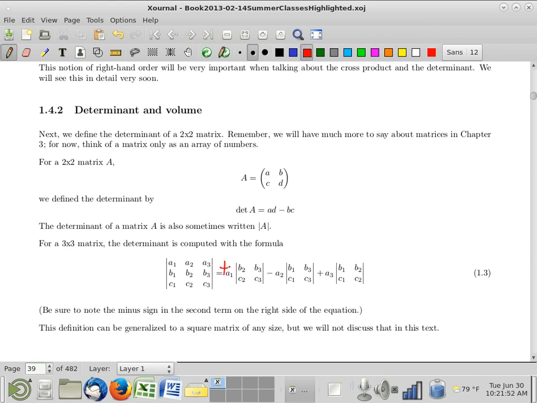Specifically, the first one is always plus. The second one you'll notice there is minus, and the third one is plus. So always plus, minus, plus, going across the top row. Okay, it's a weird little formula. Again, much more to say about this in Math 216, for those of you who I'll see next term. But that's all we're going to do with the formula for this term.